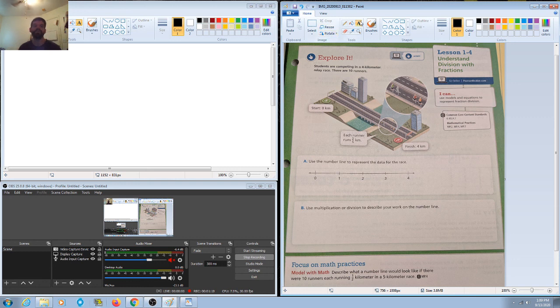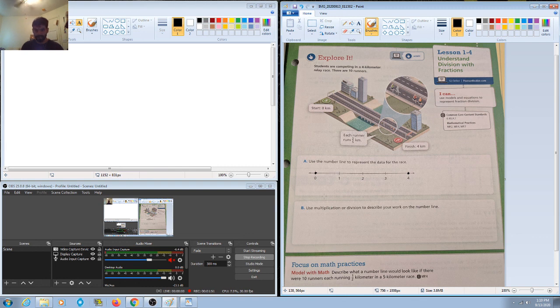Now, what we can do here is I'm going to be very detailed about how I do part A. It says use the number line to represent the data for the race. I'm going to start things off pretty simple. I'm going to label the 0 as the starting line, and then I'm going to label the 4 as the finish line. So I want you to imagine this number line as the distance that each of these runners are traveling.